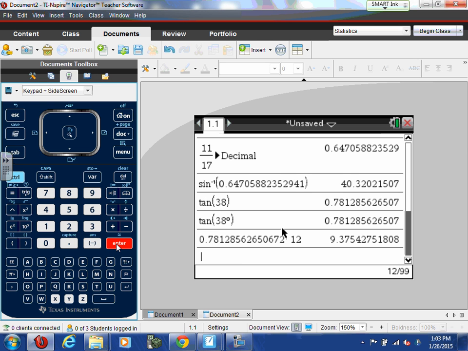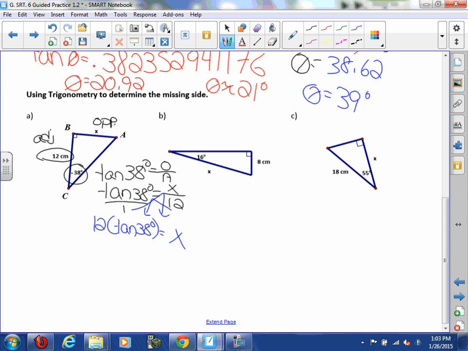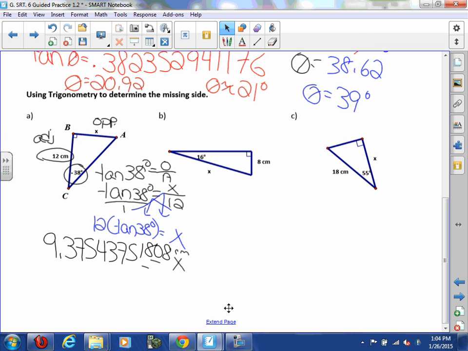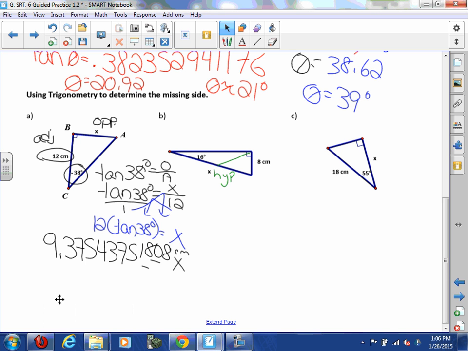That's my answer. So you have it on your calculator, and I'm going to have you write it down for me. So x came out to be 9.37542751808. Thank you. And then it doesn't say to round, so I'm going to leave that just like that. The only thing I could do is I can label it centimeters. I'm almost done. You can keep working.